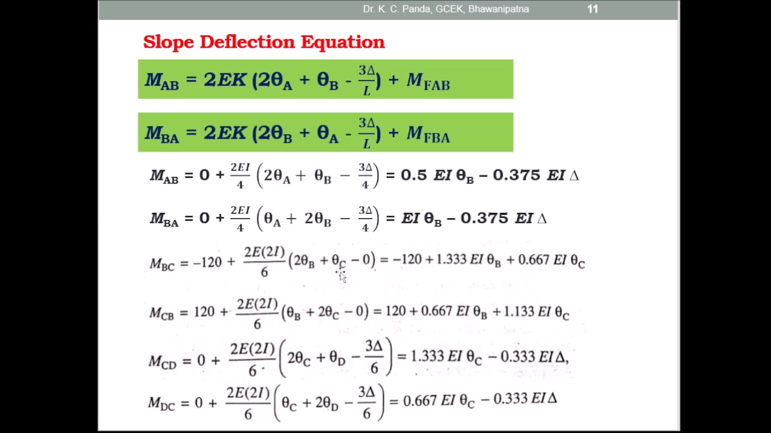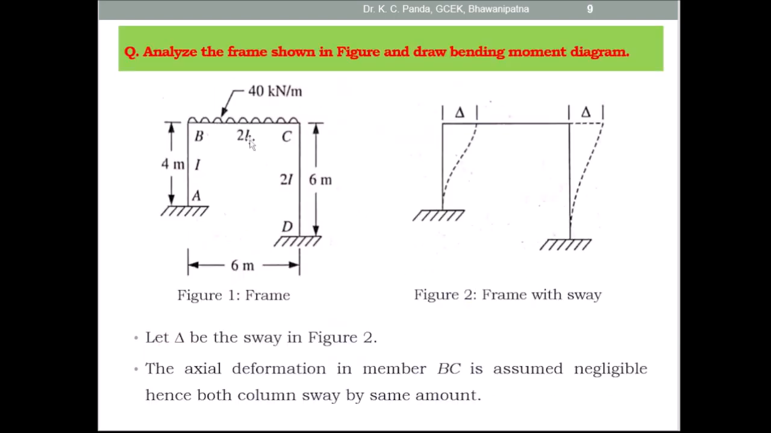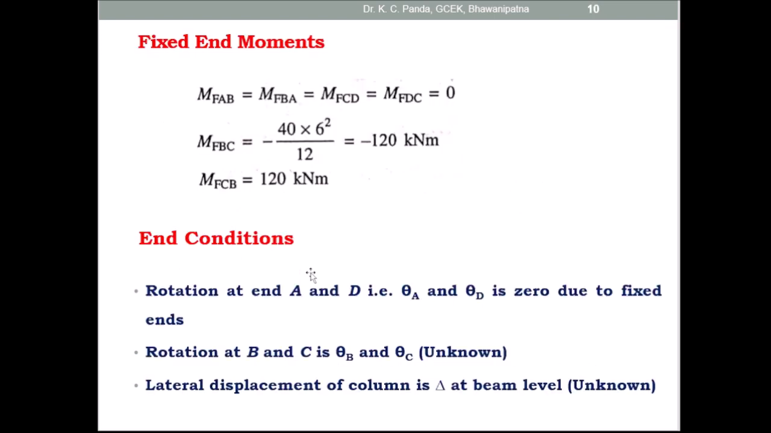2 theta B plus theta C. And here you have to take delta is equal to 0 for the horizontal member. So you have to take delta is equal to 0. But here, given the moment of inertia is 2I and span length is given 6.